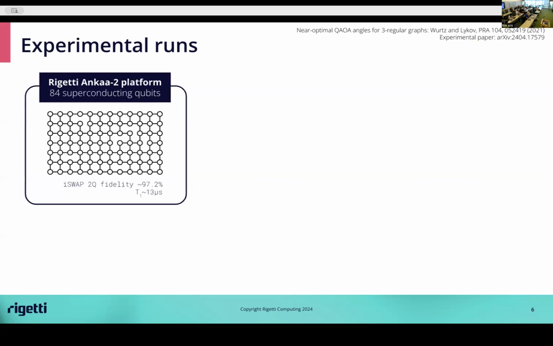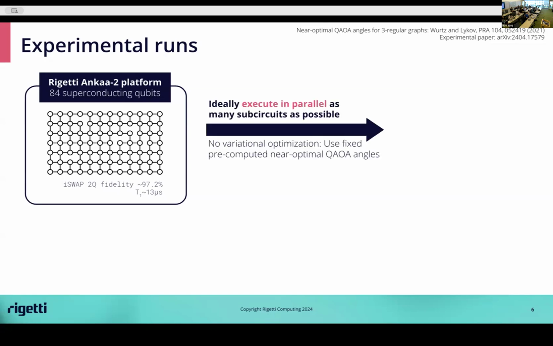Here's what we do. We want to run on hardware. So we have a superconducting platform, 84 qubits, tunable couplers, some square lattice topology. And we have many subcircuits that we want to run, right? One for each non-zero entry in our correlation matrix. And so we want to put as many of them as possible on all the qubits we have available, right?